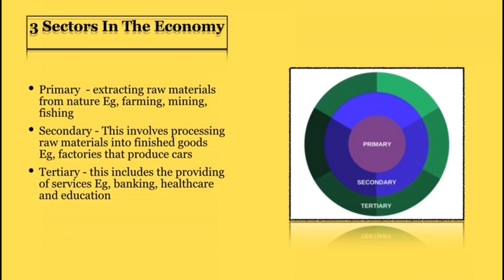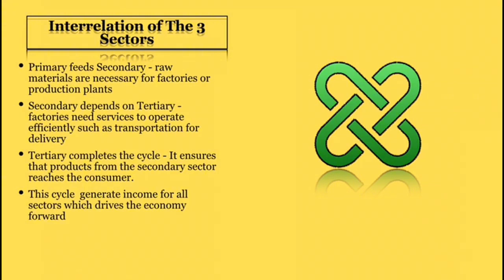Focusing on the interrelation of the three sectors, the primary sector feeds the secondary sector. When the primary sector extracts the raw materials from nature, they will then sell them to the secondary sector. Then the secondary sector will buy the raw materials and produce them into finished goods or products. Also, the secondary sector does depend on the tertiary sector, because they need transportation to transport the finished goods into the factor market.